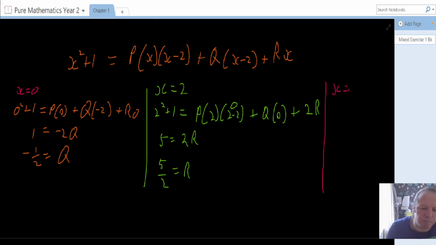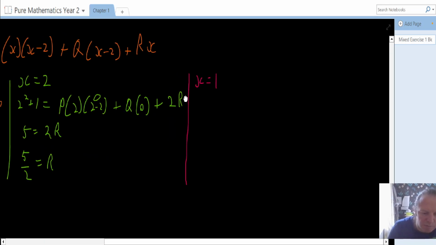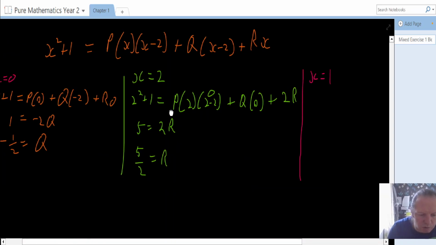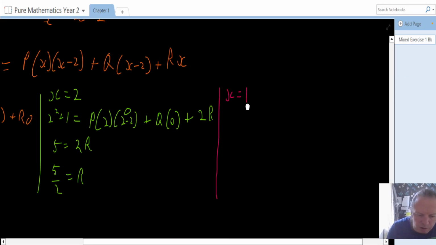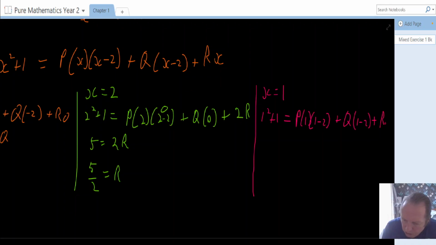And now finally let's look at something else. Let's go with x equals 1, just because it's easy to work out. You can choose absolutely anything you like for any of these, but by choosing them carefully with the 2 or the 0, different terms get cancelled out, so we don't have to work out the simultaneous equations.